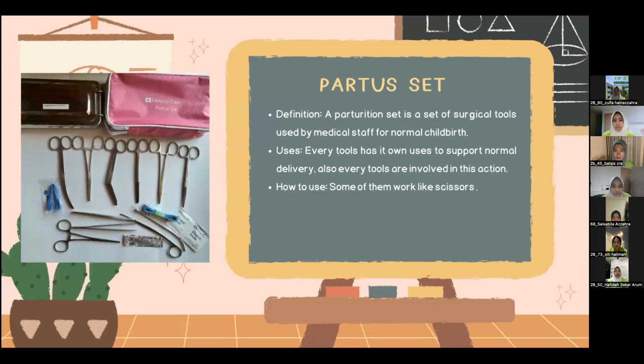Partus set. Definition. A partus set is a set of surgical tools used by medical staff for normal childbirth. Uses. Every tool has its own uses to support normal delivery. Also, every tool is involved in this action. How to use. Some of them work like scissors. Next slide.